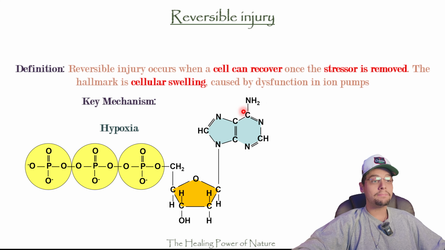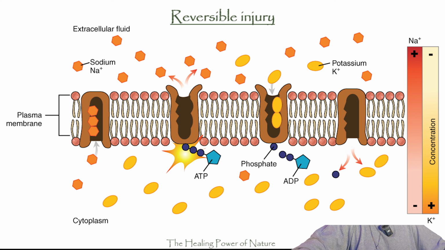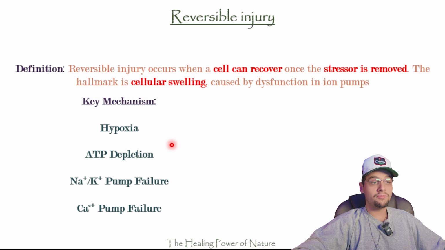The ATP depletion: without ATP, which is the cell's fuel, key processes fail. First, the sodium-potassium pump fails. So sodium will accumulate inside the cell, causing water influx and swelling. Additionally, calcium pump failure as well. So there will be an increase in intracellular calcium, which activates damaging enzymes, for example, phospholipases and proteases. Additionally, ribosomal detachment, which decreases protein synthesis.